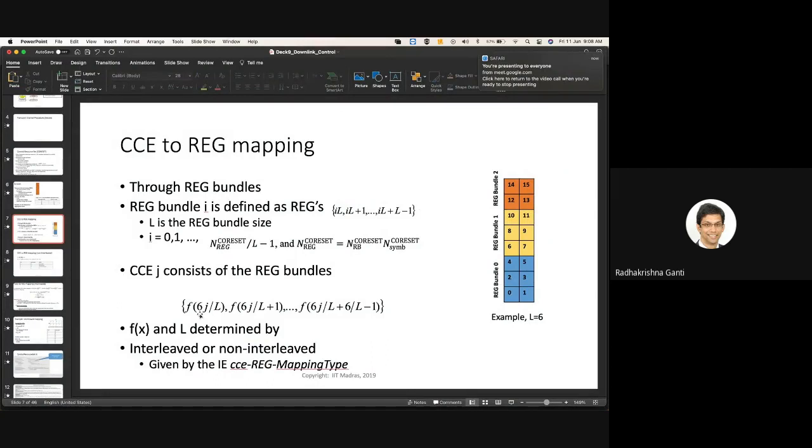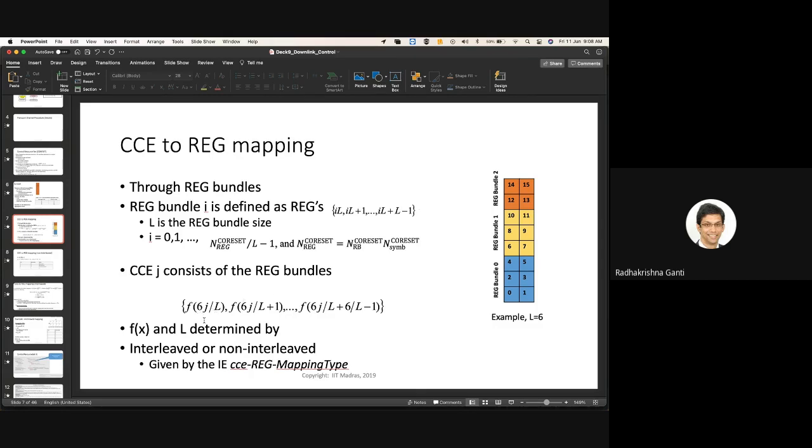Remember, every CCE consists of how many REGs? 6 REGs. So if your REG bundle itself has 6, then each CCE will consist of only one REG bundle. On the other hand, if your REG bundle has L equal to 2, then how many REG bundles will it have? Each CCE will have 3 REG bundles, because the CCE will always have 6 REGs. The size of the REG bundle might change.